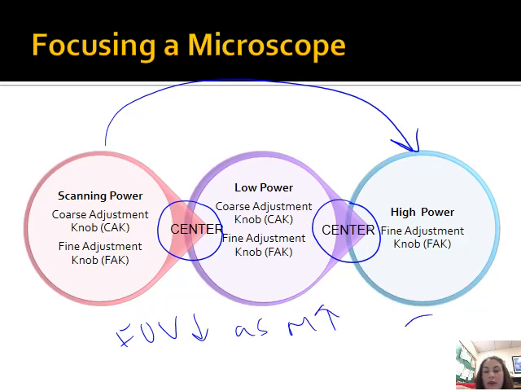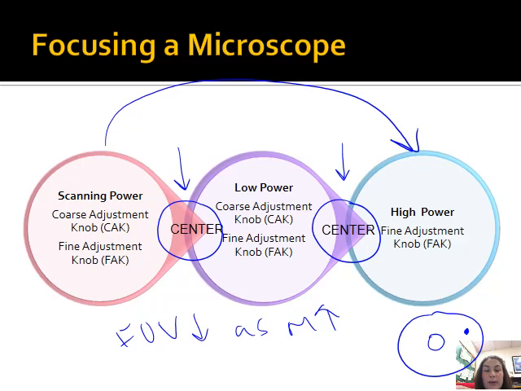So the amount of stuff that you can see on the slide is going to reduce. If I was focusing in on this little dot over here, I can see it under scanning power, but if I don't center it before I switch to low power, it looks like I lost my image. So it's really important that when focusing a microscope, you remember that you have to center the specimen each time you increase the power. And you must go in order.